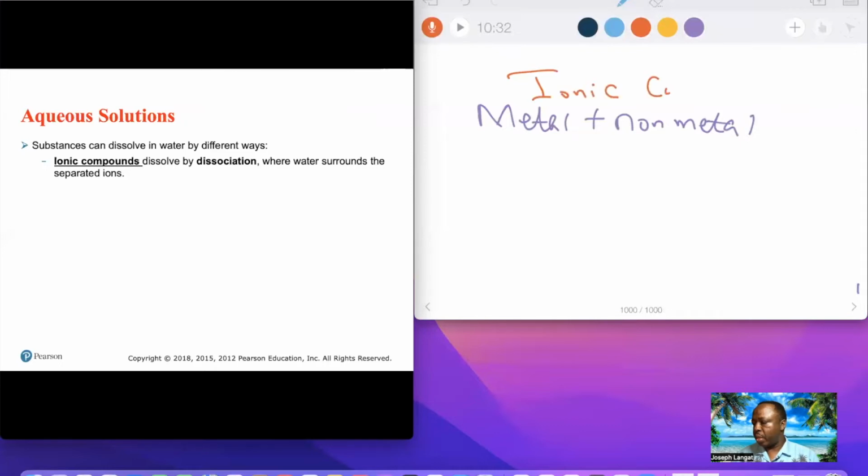This is an ionic compound. And this ionic compound dissolves by dissociation when water surrounds the separated ions. It's important to understand the molecular geometry of H2O.